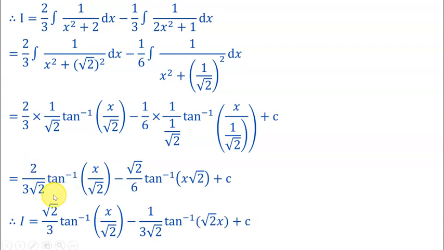Okay. 2 upon root 2 means what? This 2 means what? Root 2 into root 2. One root 2 will get cancelled. Then you will get your I is equals to root 2 upon 3 tan inverse of x upon root 2 minus 1 upon 3 root 2 tan inverse of root 2 x plus c.